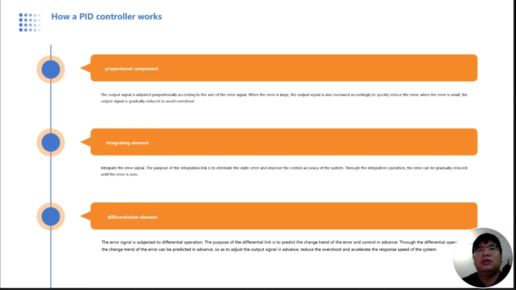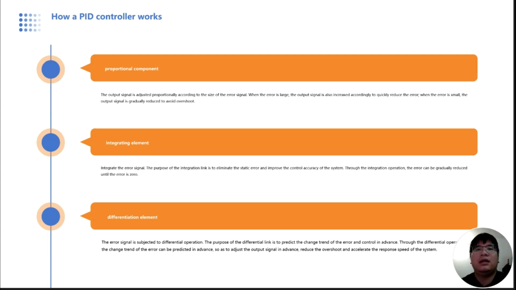Now, let's delve into how these three components work. The proportional aspect is like a quick-reacting decision maker. When the error is large, it will use strong force to rapidly increase the output and quickly pull the error back. But when the error decreases, it will also gently reduce the output to avoid overshoot caused by excessive force.